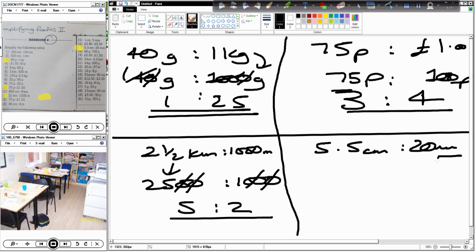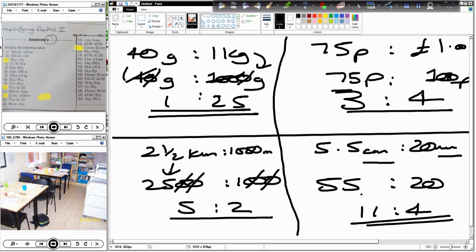Now we have millimeters and centimeters. Change that to millimeters by multiplying by 10. That gives you 55 ratio 20. Now divide them by 5. That will give you a ratio of 11 to 4. And we have finished that question.